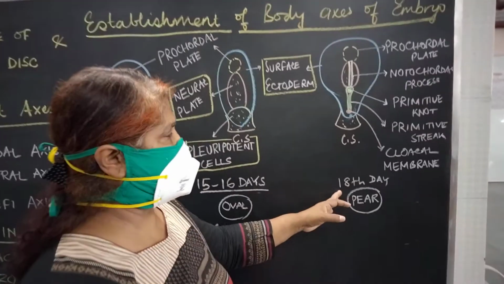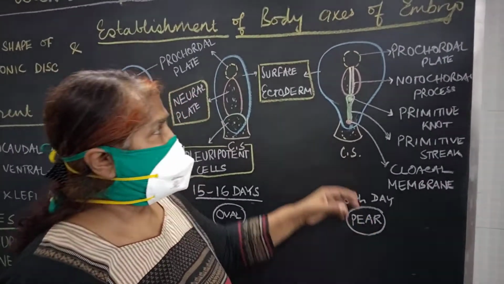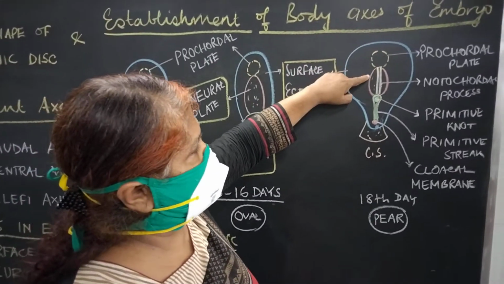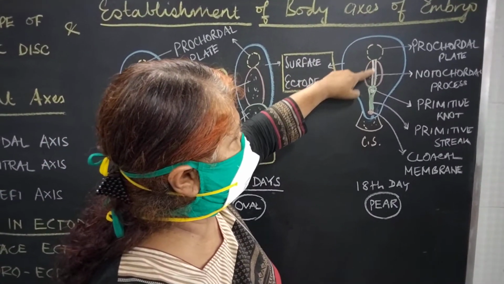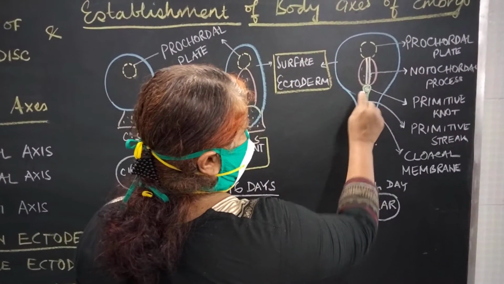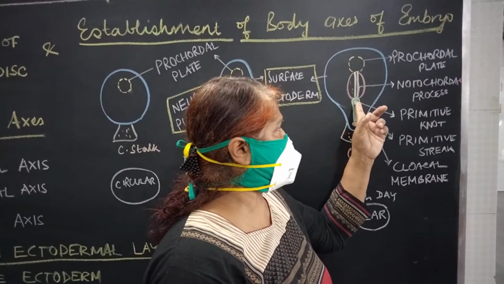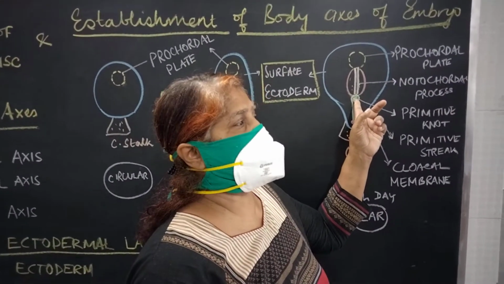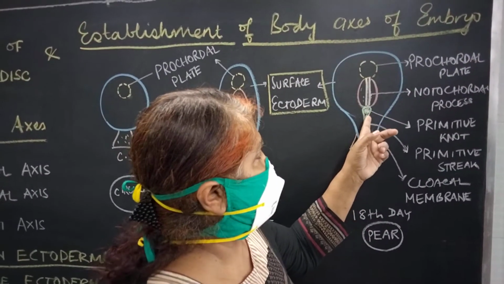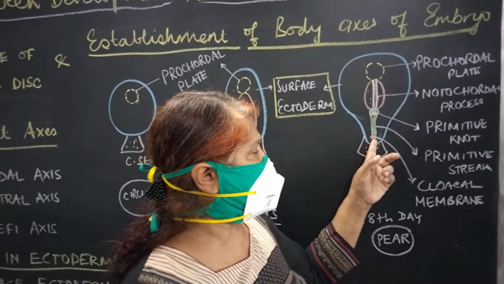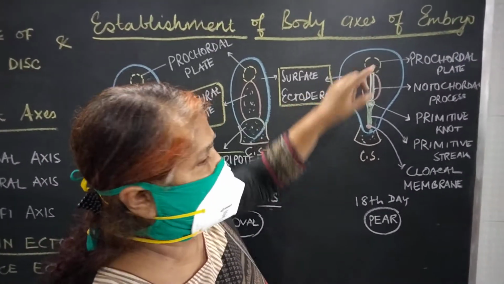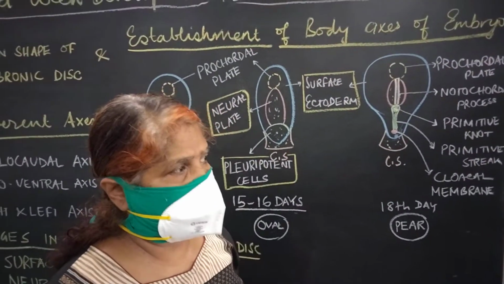Now on the 18th day, it will become pear-shaped, and what will happen? There is the procaudal end, this is the cranial end. This becomes the neural tube area on which there is formation of the notochordal process. From these pluripotent cells, there is enlarging of the knot-like surface and depression, which is called the primitive knot or primitive node or Hensen's node. There is surface depression of the ectoderm, and this is a streak which will go to the place called the cloacal membrane.